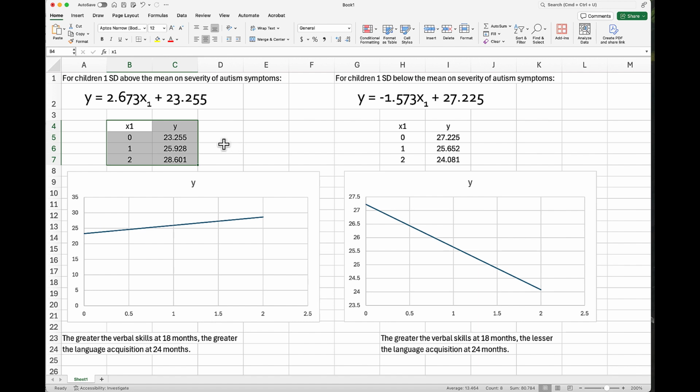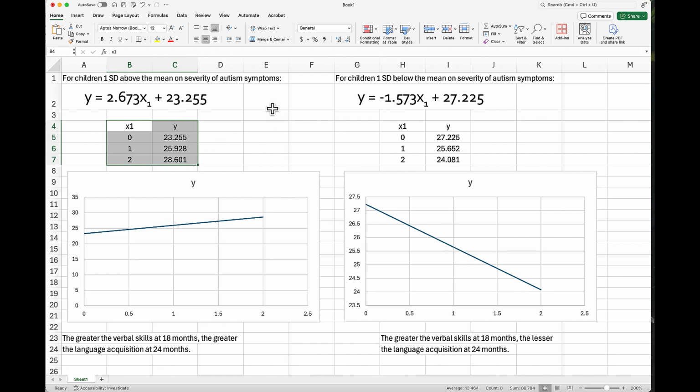So for example, this first one, if x1 is 0 in this equation on the left, you've got just 23.255, right? Because the 0 times 2.673 comes out to be 0. If you plug in 1 for x1, you're going to get 2.673 times 1 plus 23.255, and then you do the same thing here, plugging in 2. You actually only really need to do this with 0 and 1, but Excel was being weird, so it required me to put in a third value there in order to get this graph. So you get those three x1 and y combinations.